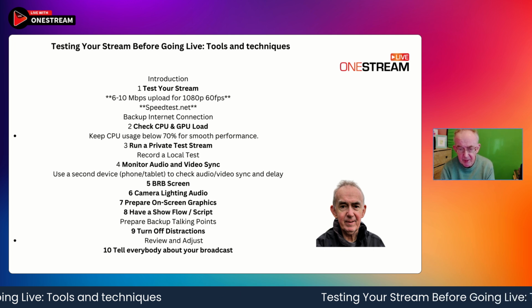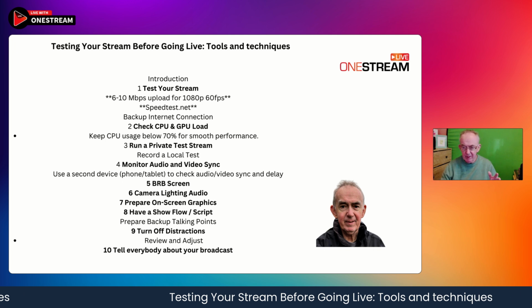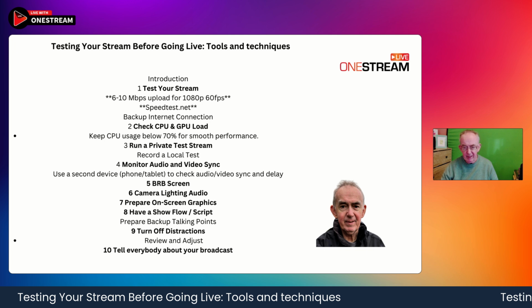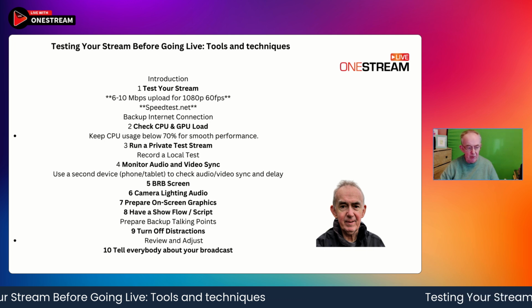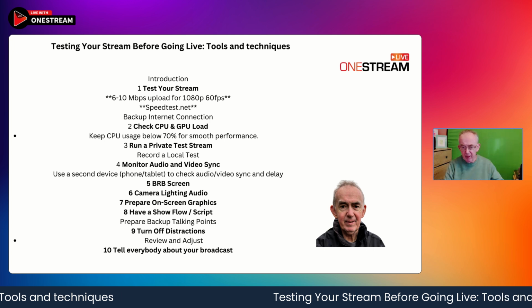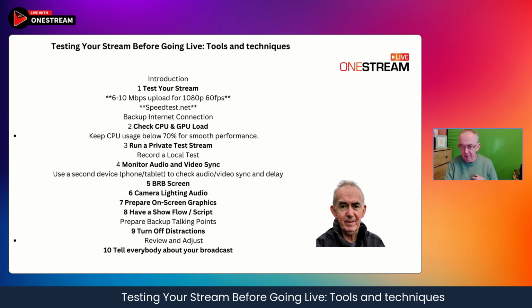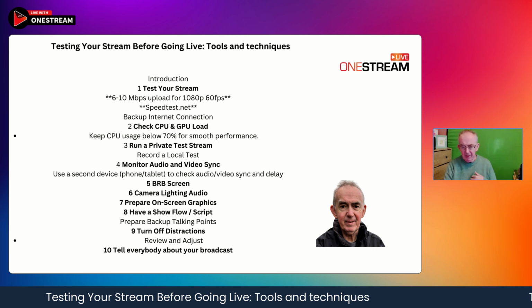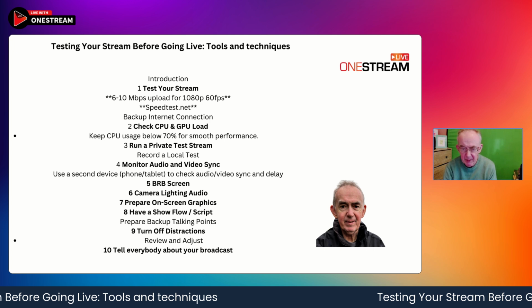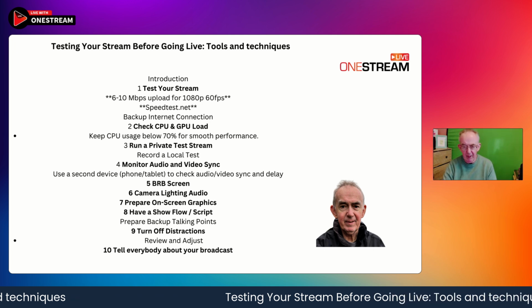Monitor audio and video sync. Again, on the test, and I actually do this live as well, we watch the broadcast on a mobile phone. Switch your phone onto 4 or 5G and you can monitor the broadcast as you're live. That means that people don't have to tell you when you forgot to switch your MacBook on. They don't have to tell you that the screen is fuzzy. Rarely happens with OneStream Live, of course, but you've got to do that.